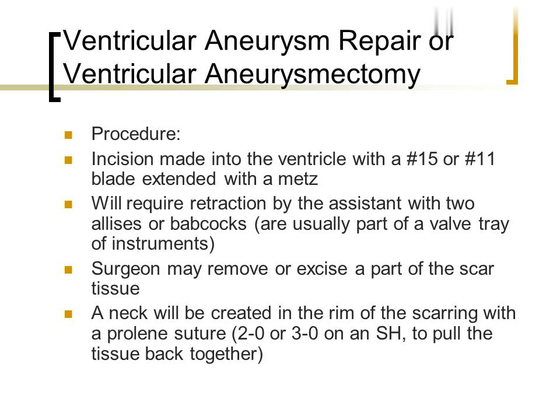Ventricular aneurysm repair or ventricular aneurysmectomy procedure. Incision made into the ventricle with a number 15 or number 11 blade extended with a MET. Will require retraction by the assistant with two Alices or Babcocks, usually part of a valve tray of instruments. Surgeon may remove or excise a part of the scar tissue. A neck will be created in the rim of the scarring with a Prolene suture, 2-0 or 3-0 on an SH, to pull the tissue back together.